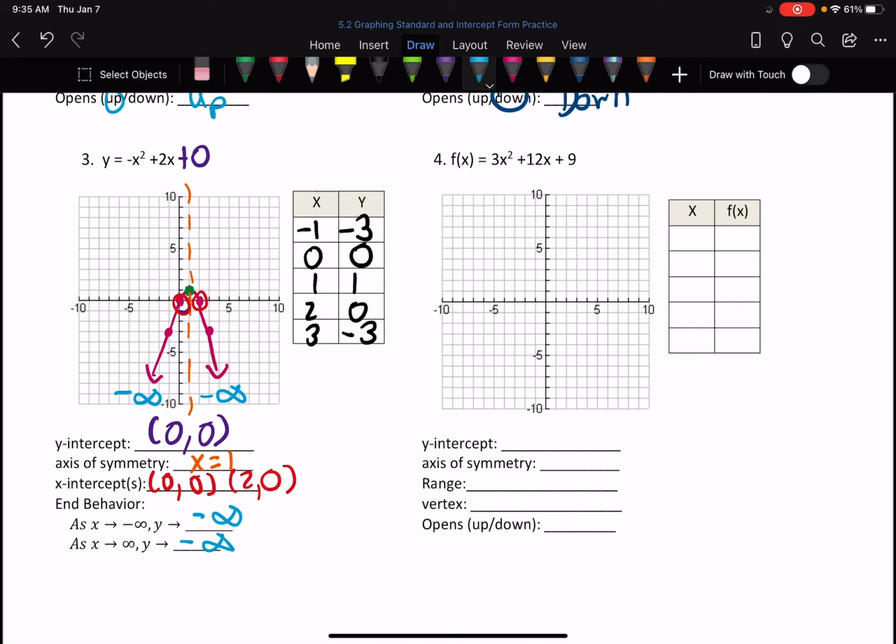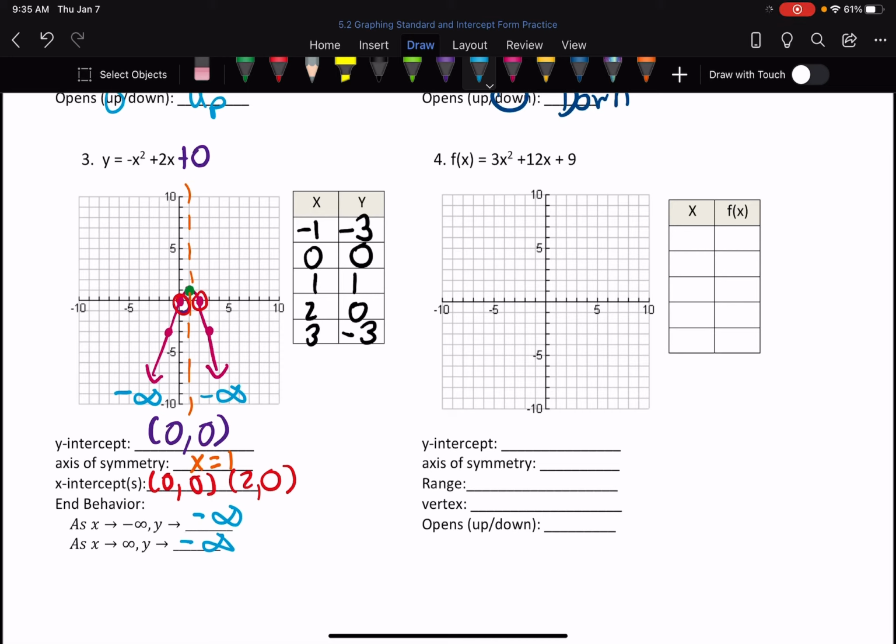Let's look at example 4 here on our practice problems. So go back to the table function, clear it out, and enter in 3x² plus 12x plus 9. Now, if your calculator is set like mine, and it's starting at 1, you're going to see where x is 1, y is 24. That goes way off our graph. So let's look at some reasonable values here.